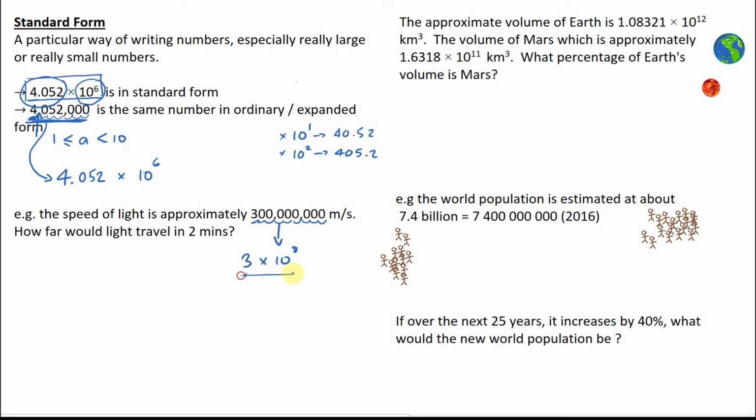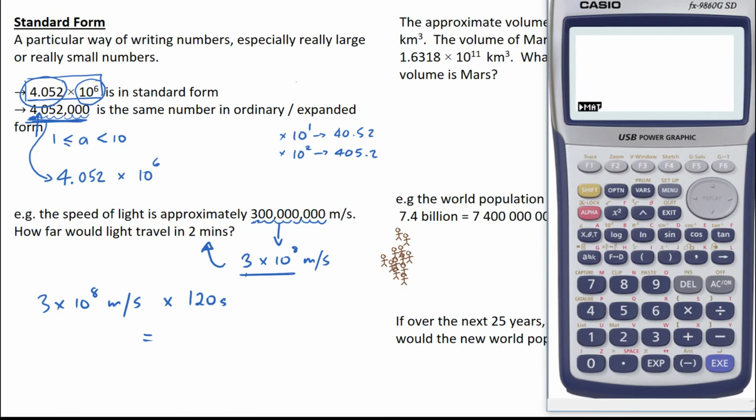So we can use standard form to do calculations. How far would light travel in 2 minutes? So 3 times 10 to the power of 8 meters per second is the speed of light. We need to multiply that by 2 minutes in seconds. So 3 times 10 to the power 8 meters per second times 120 seconds. And what does that give us?